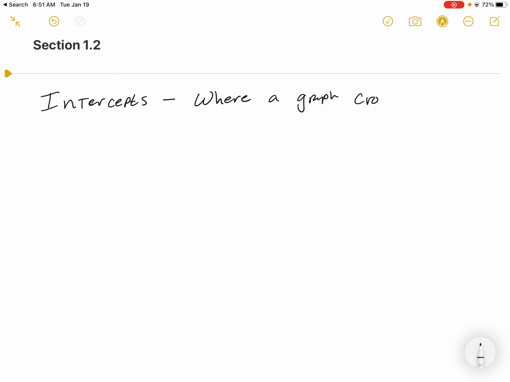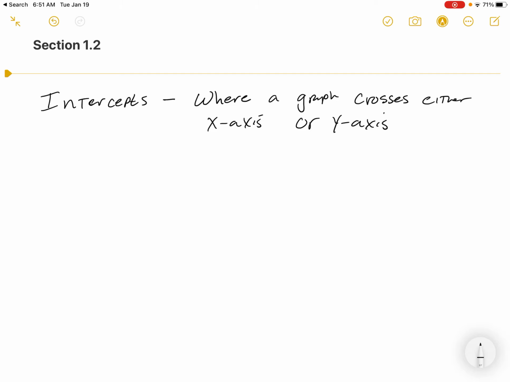But so intercepts is, like, you remember, where a graph crosses either the x-axis or the y-axis. Okay, so we'll get these definitions out earlier.